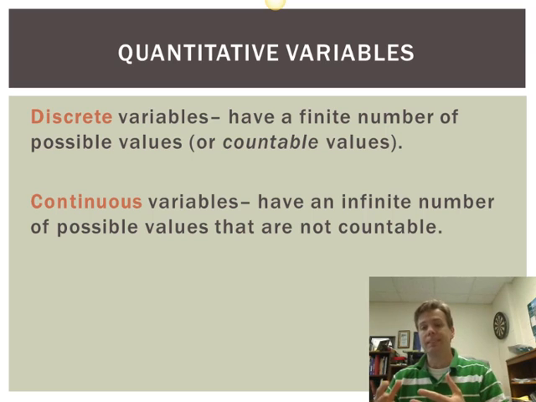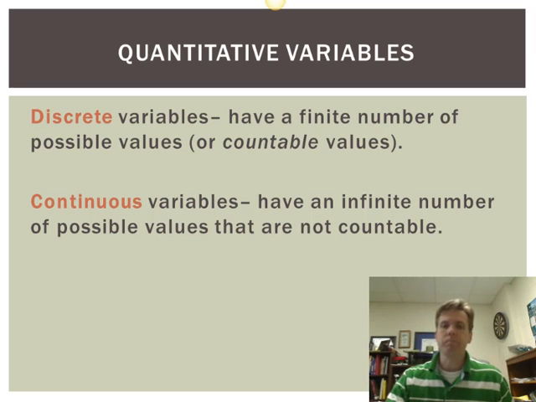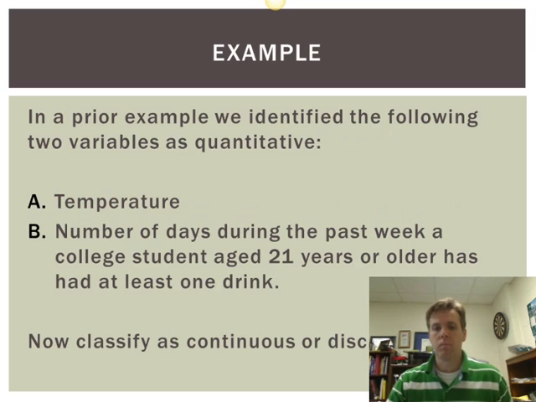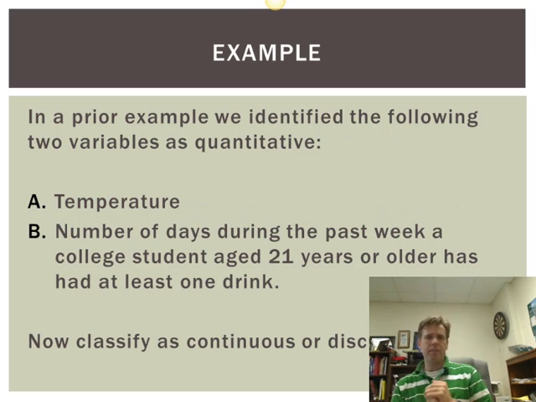Like weight is a typical one, because while I can't be 172, really it's 172.3 or 0.34567 or things like that. So the continuous variables can really obtain any value, in contrast to discrete, which has a finite number of possible values, countable values.